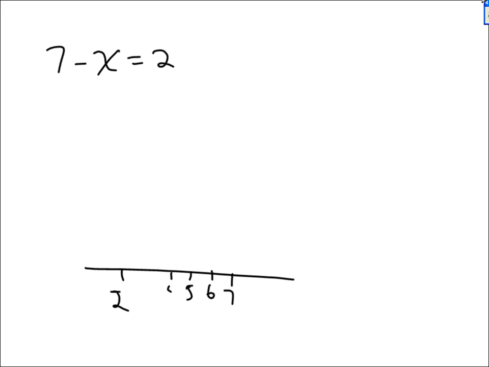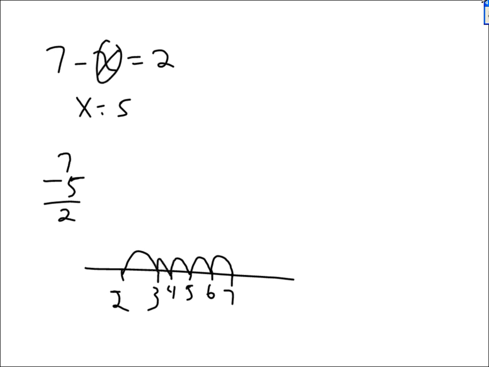Somebody asked me 7 minus y is 2. Well, you have 7, and now you're at 2. How many? 7, 6, 5, 4, 3, 2. What did you have to take away? 1, 2, 3, 4, 5. That's the answer. 5. This number is 5. Of course it is. 7 take away 5 is 2. You should just know that.